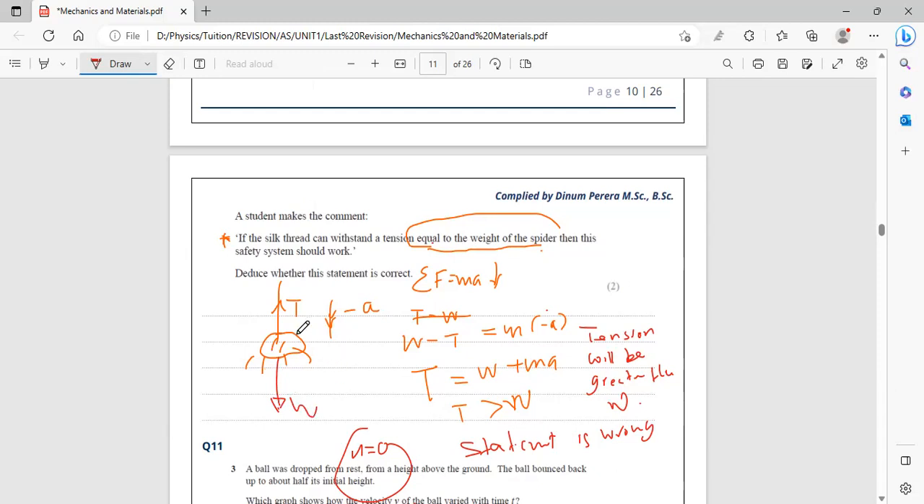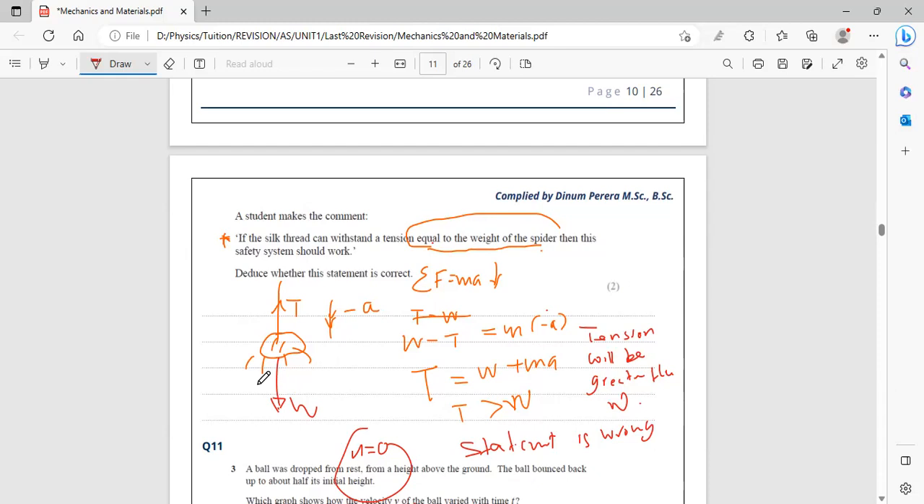If the tension is greater, the spider will be decelerated because the spider is going down, right? The spider is moving down, so the tension acts opposite to the motion. The spider goes down because of the weight, a downward force. If there is an opposite force which acts against the weight, which is greater than the weight, then the spider will decelerate. So obviously tension has to be bigger than the weight.